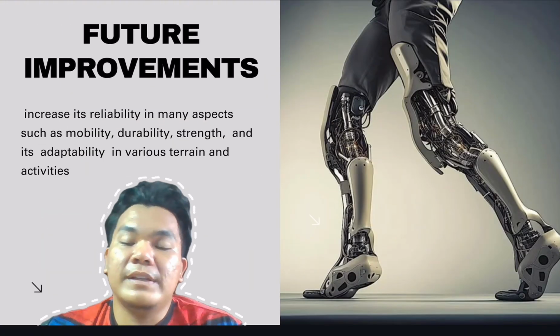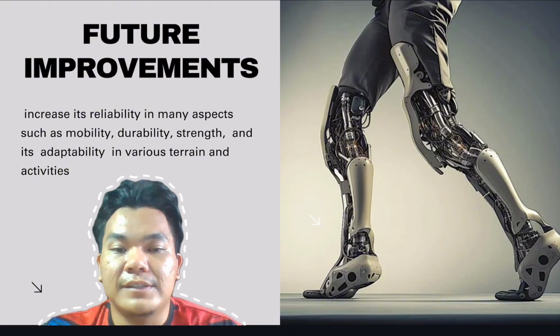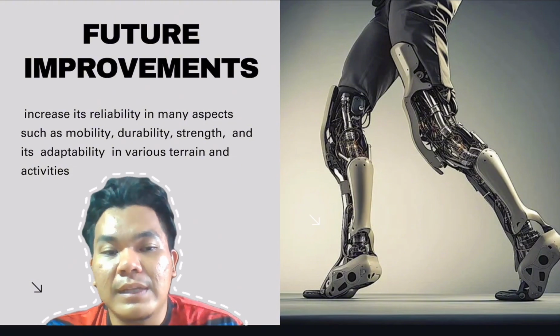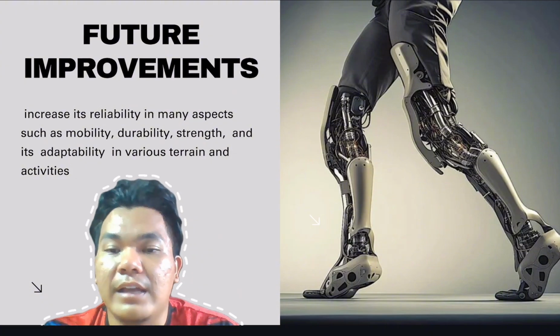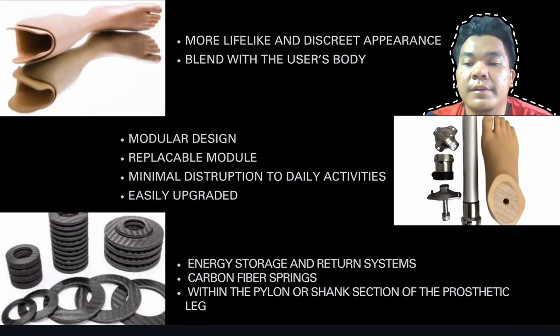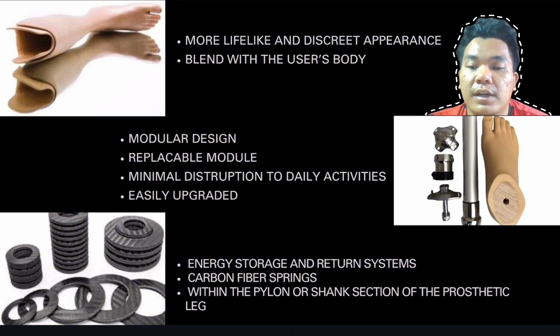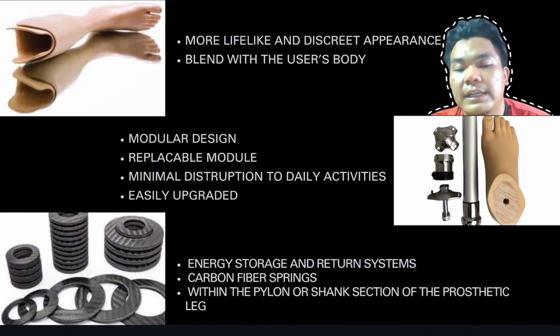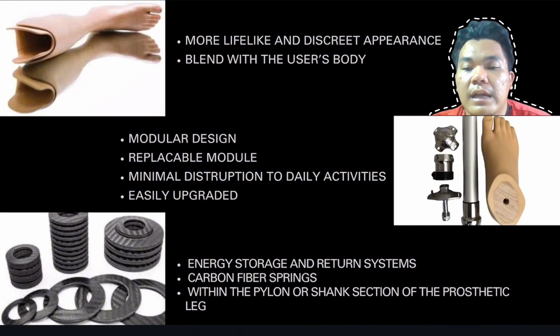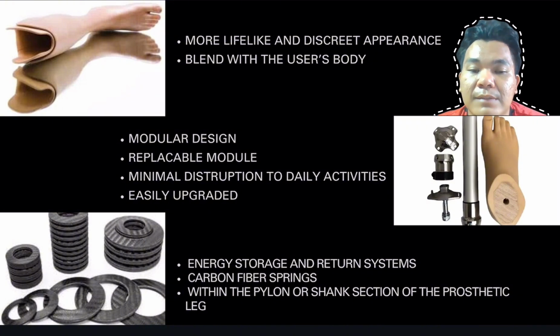There are some future improvements that can be applied in this current prosthetic leg model in order to increase its reliability in many aspects such as mobility, durability, strength, and its adaptability in various terrain and activities. One of the improvements that we can develop is the use of skin-like coverings that can be tailored to match the skin tone of the user to make it a more lifelike and discreet appearance. This type of covering is made from durable, flexible materials that mimic the texture and color of natural skin, allowing the prosthetic legs to blend in seamlessly with the user's body.